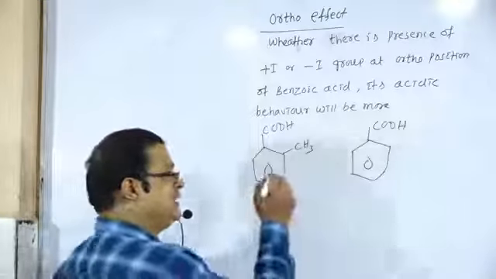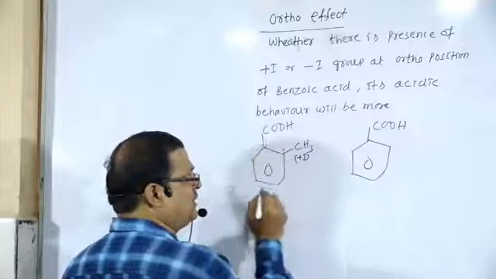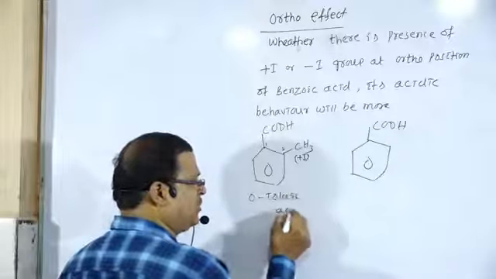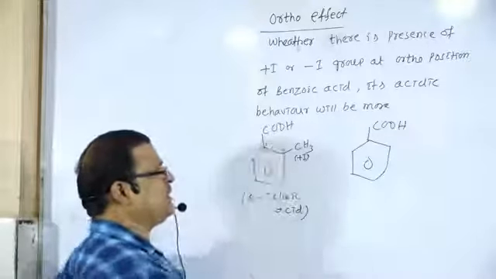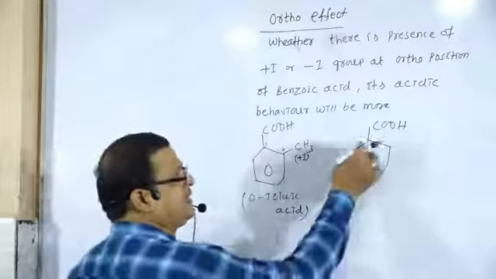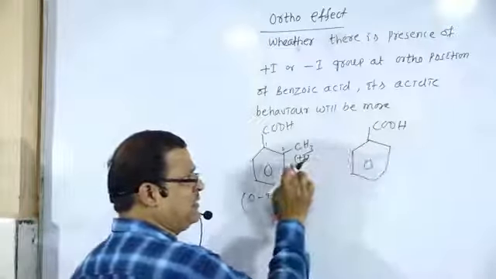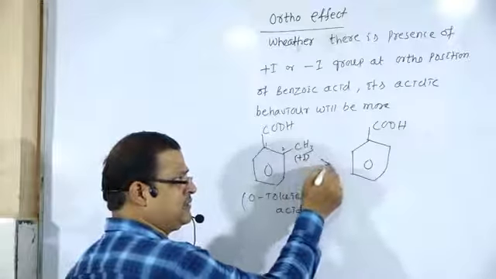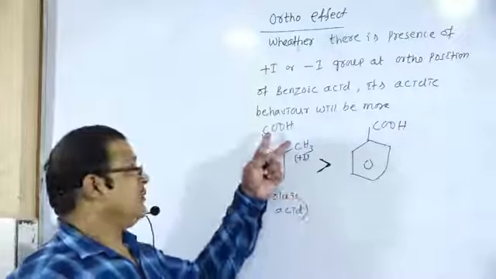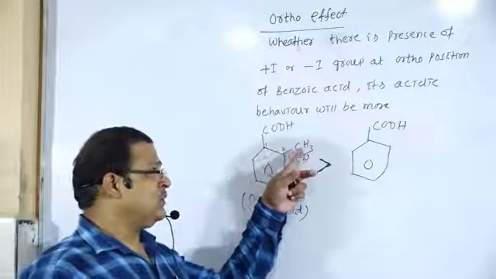Why? This is a plus I group, but it is present at the 1,2 position, that is o-toluic acid, where the CH3 group is present at the ortho position. And in this case, there is no such plus I or minus I effect. Actually, the acidic behavior of this one should be greater than this one, but the actual trend is this one. Why? We have to explain what the ortho effect is.